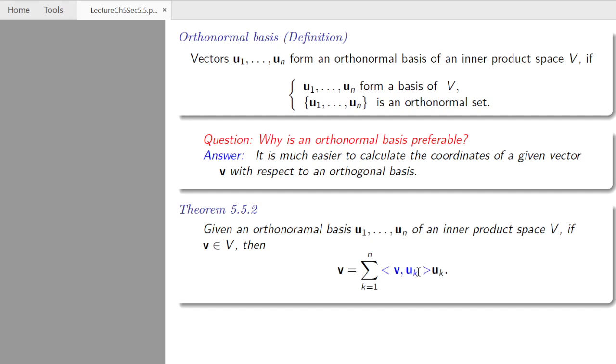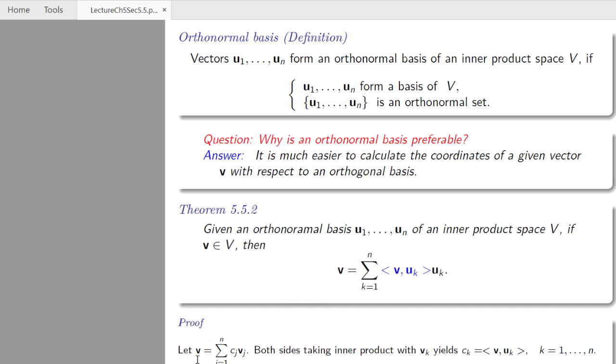So from this, we can say the representation is relatively easy. In the sense that once we have the vector v, we just need to evaluate the inner product of v with each of the vectors in the base. Then we can get a representation for the vector v. The proof for this theorem is quite simple.